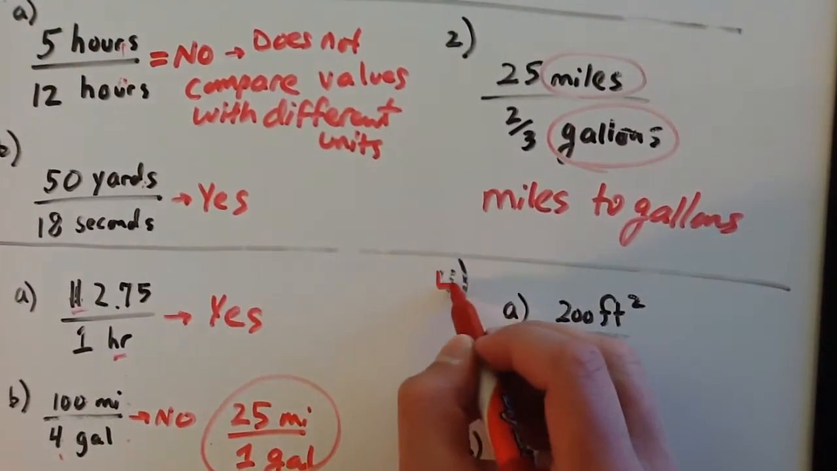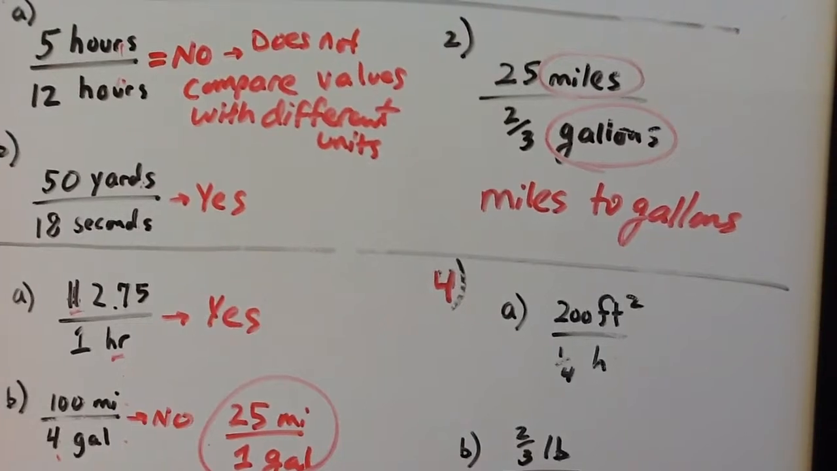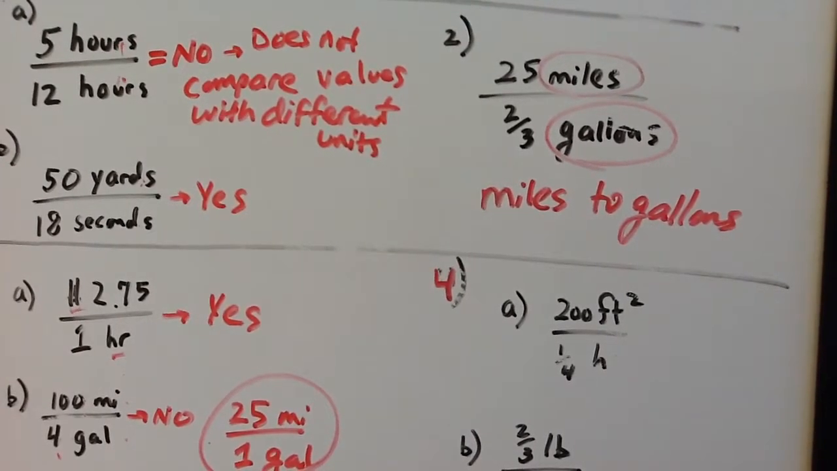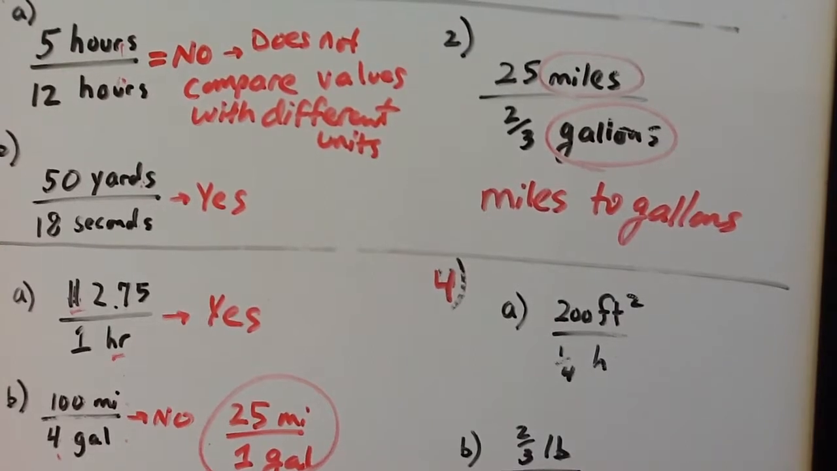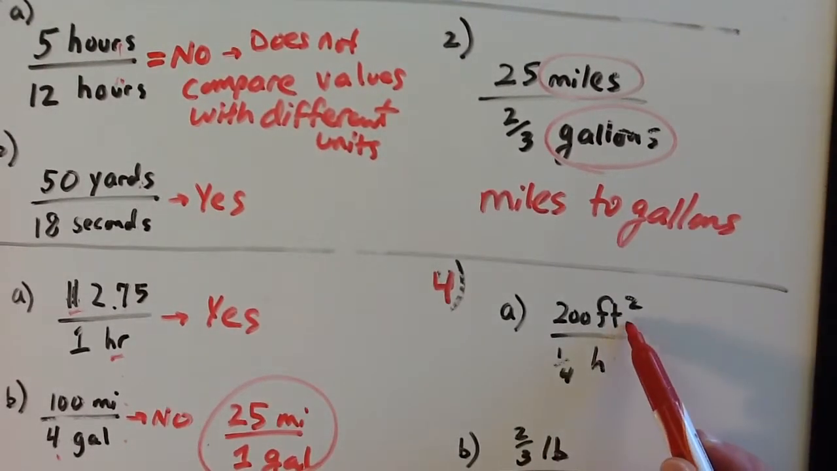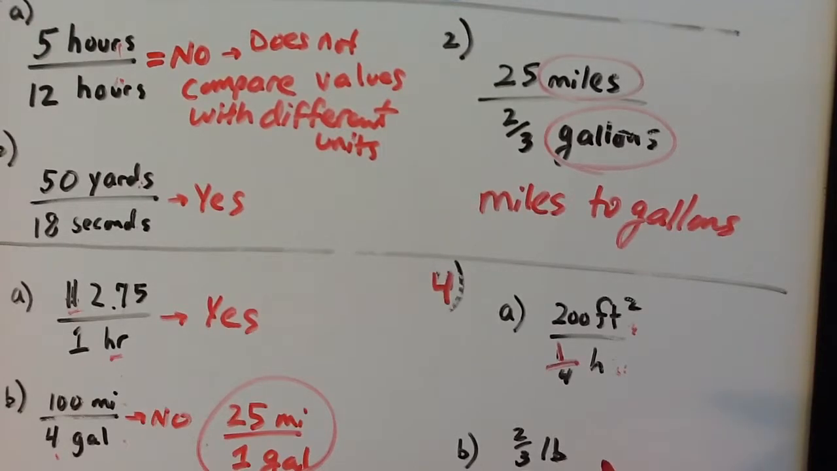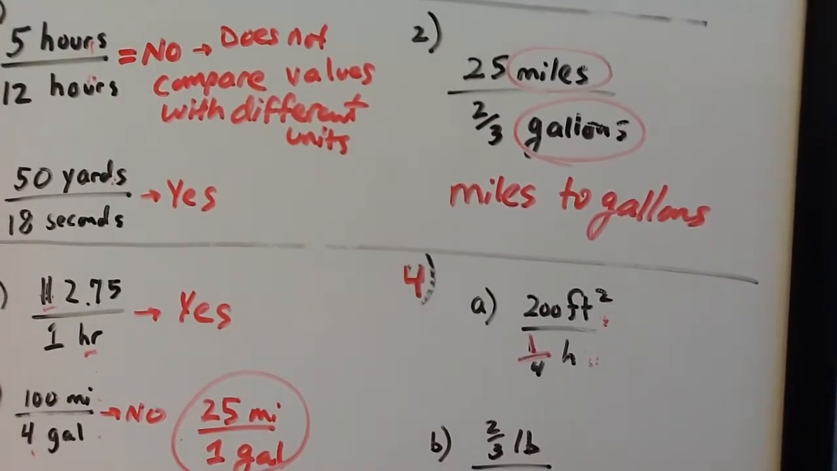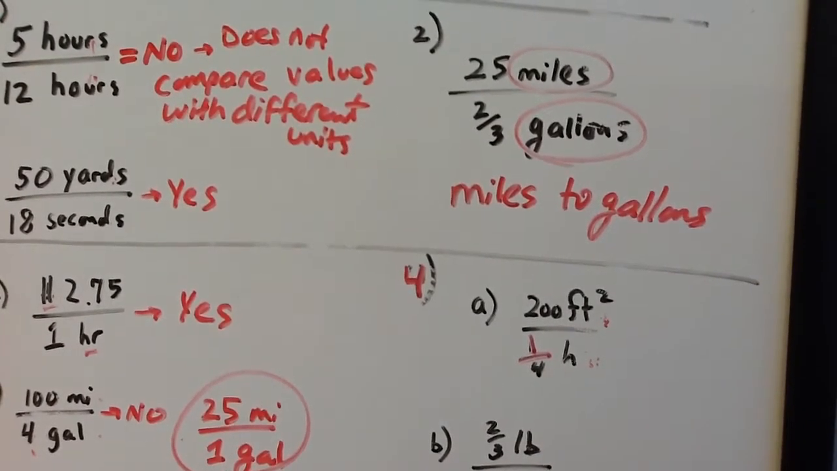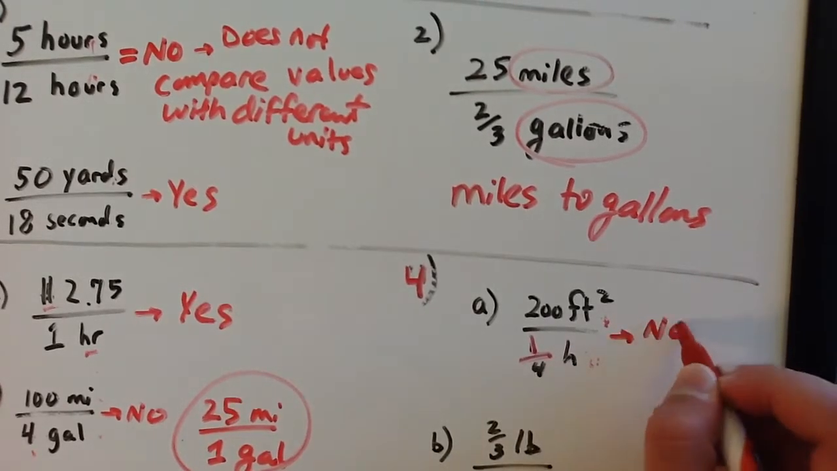Okay, number 4, part A. 200 square feet per 1/4 hour. Okay, is this a unit rate? Well, first off, is it a rate? Look at the top, we're comparing square feet to the number of hours. So we're comparing different units, but is our bottom number 1? Nope, it's 1/4. And so this is not a unit rate, but we need to make it a unit rate. So we're going to answer no, not a unit rate.